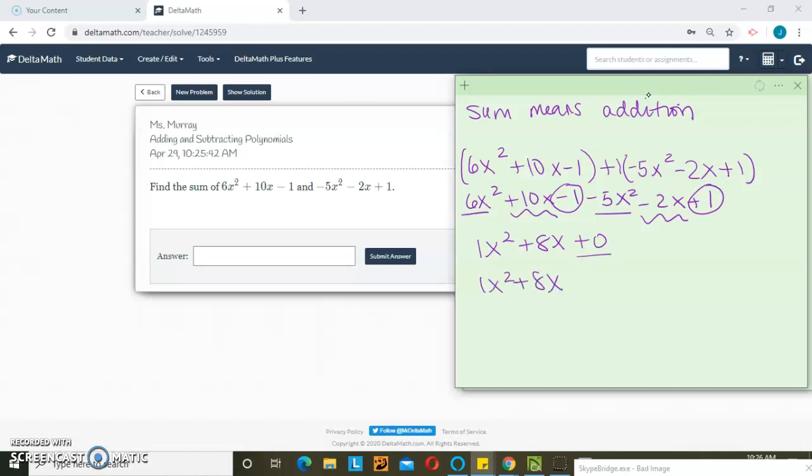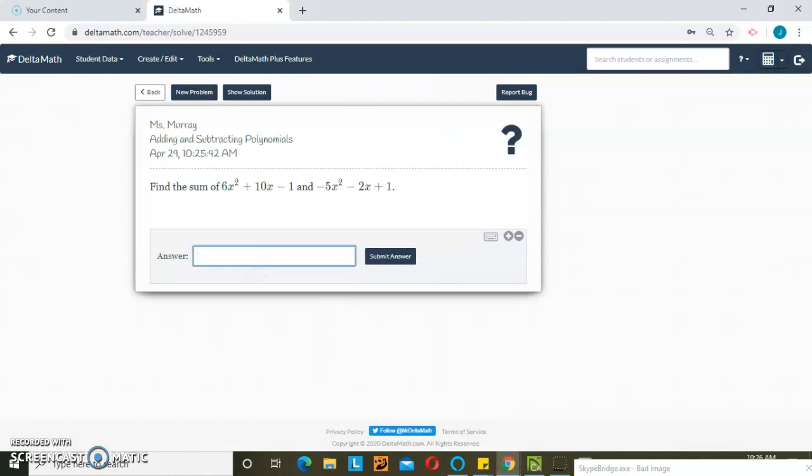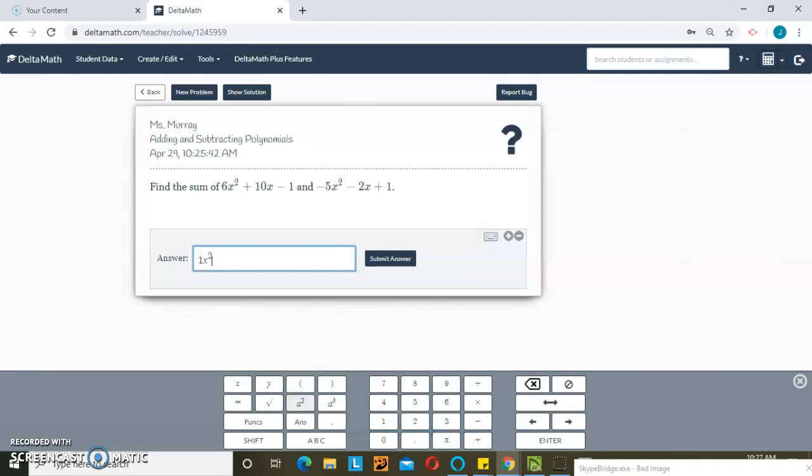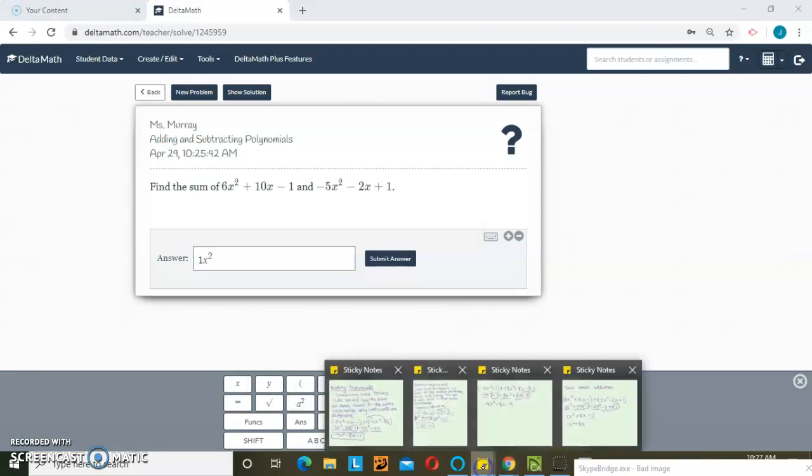plus 8x. Do you have to write the 1 in front of the x squared? No. Okay, that's an option that you have. So 1x squared plus 8x.